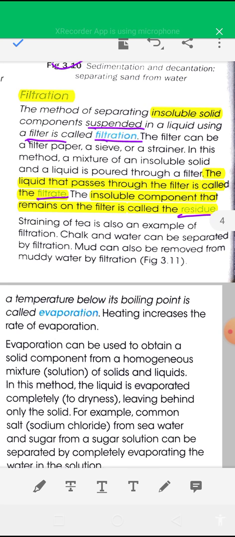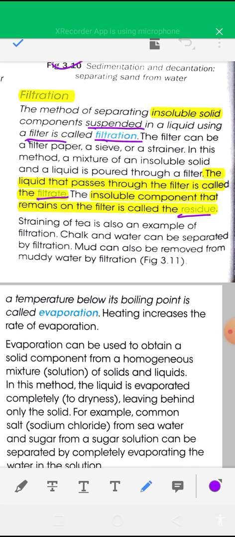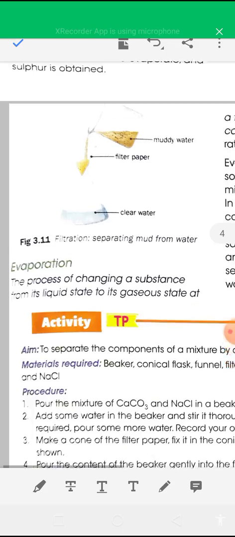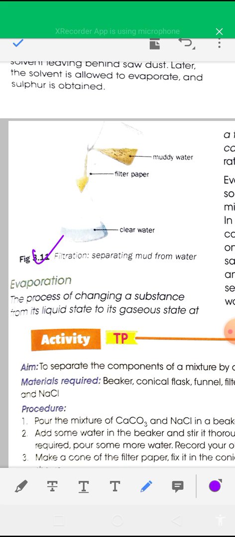Okay, so using this method, you can separate mud from muddy water. This is one application. You can separate chalk from water. You can separate mud from muddy water by filtration. And the method of filtration is shown in this figure. You can see it using a filter paper.